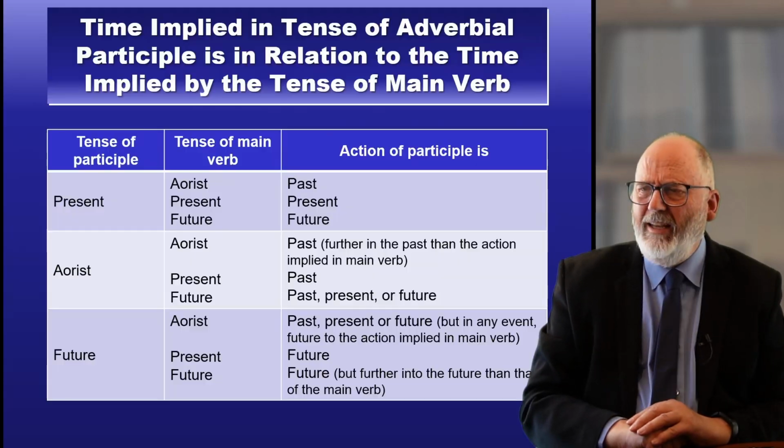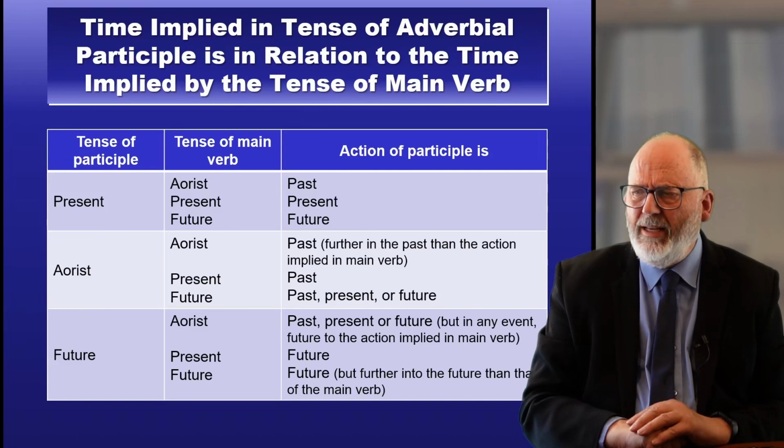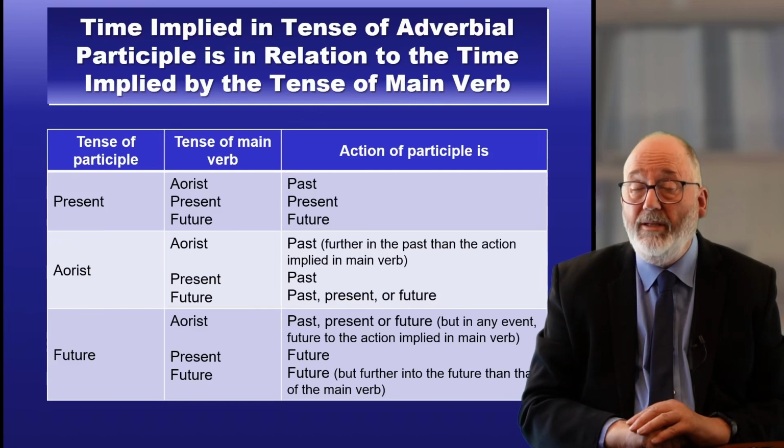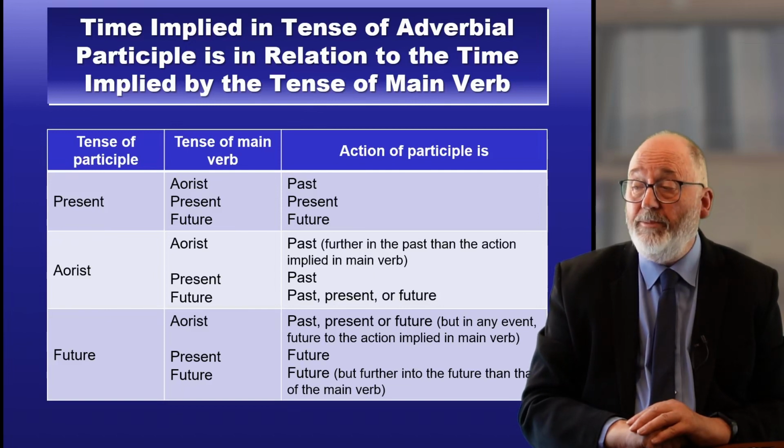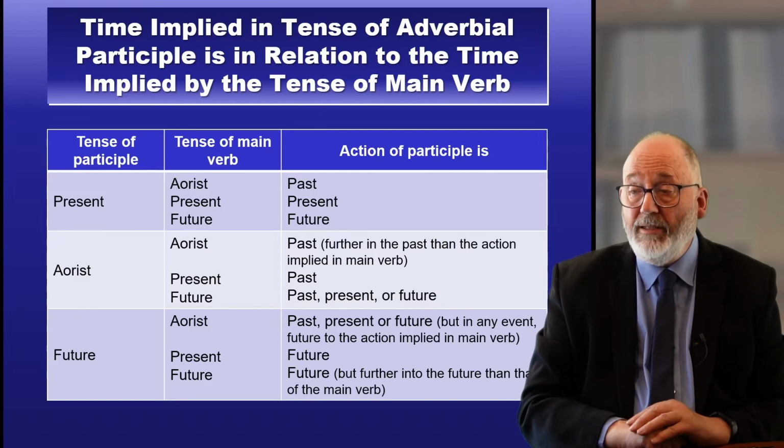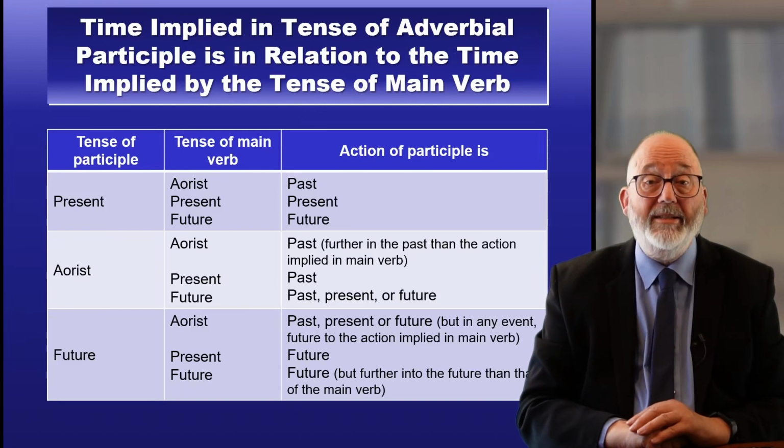Now, I was in two minds whether to include this table because it might be a bit confusing. I have the tense of the participle, the tense of the main verb. So if the tense of the participle is present and the tense of the main verb is aorist, the action implied in the participle is in the past. If the tense of the main verb is in the present, the action of the participle is in the present. If the tense of the participle is in the future, the action of the participle is in the future.